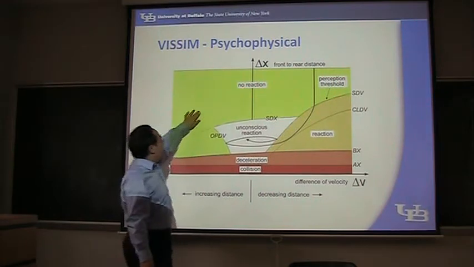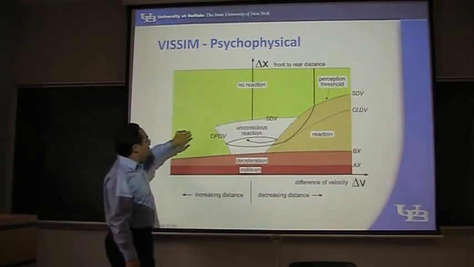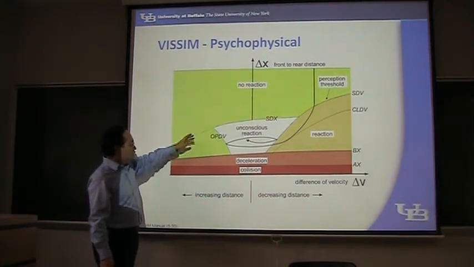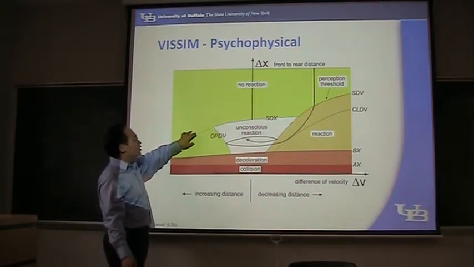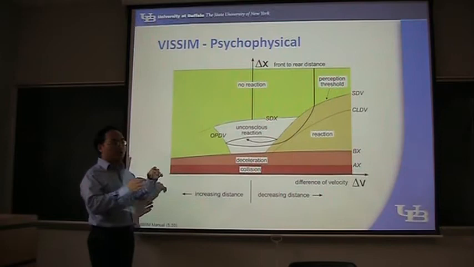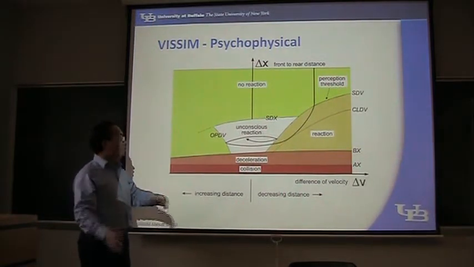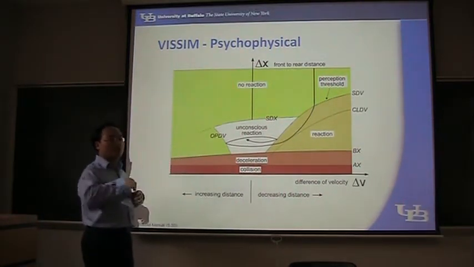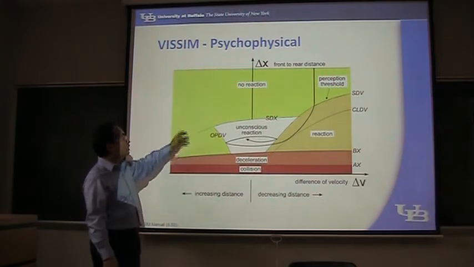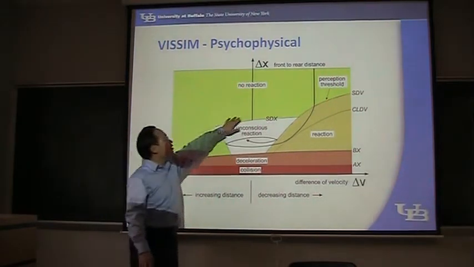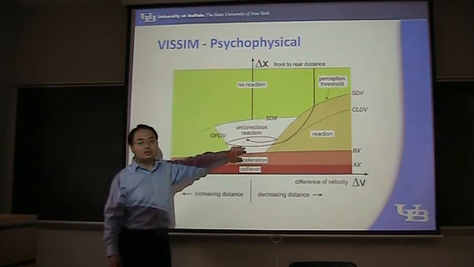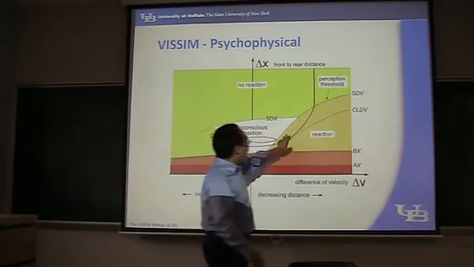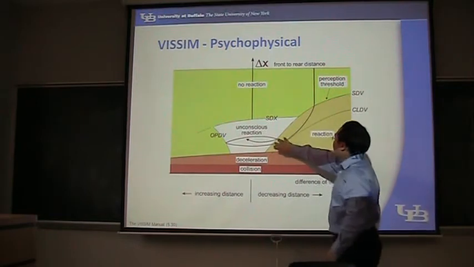But in this area, for example, the vehicle ahead of me is traveling very fast and our distance is big enough, so the vehicle ahead will leave me, and I will not react to it anymore. This is no reaction. This is unconscious reaction.